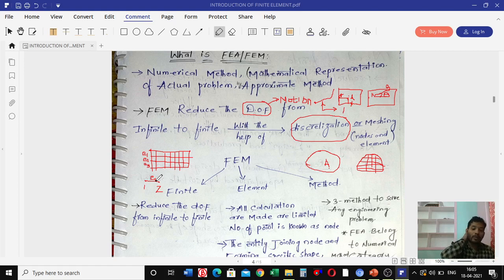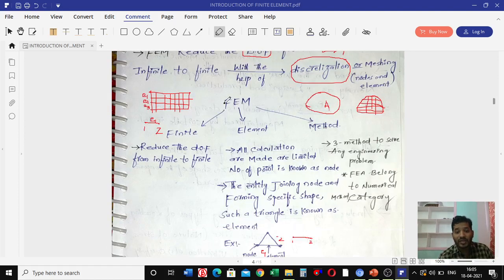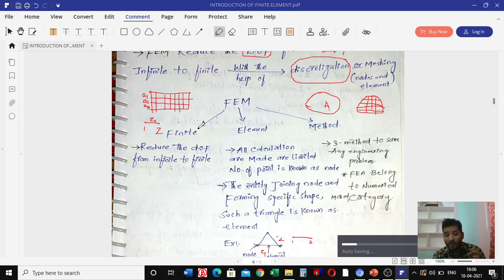With the help of the finite element method. So finite element method stands for 3 words. F indicates finite, E indicates element, M indicates method. The finite, what is the main intention of the finite? The intention is to reduce the degree of freedom from infinite to finite with the help of discretization, with the help of nodes and elements. So we can say it as finite.